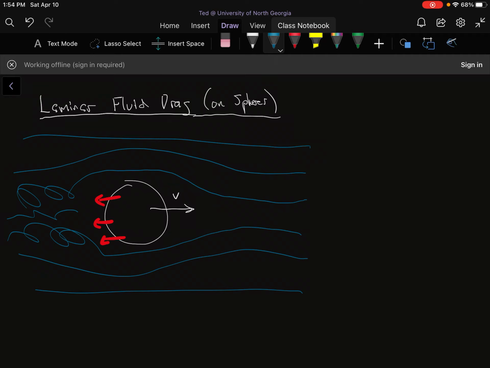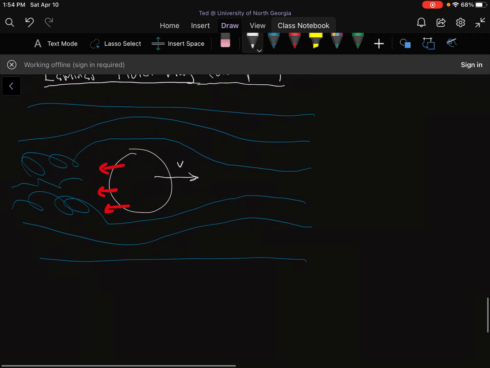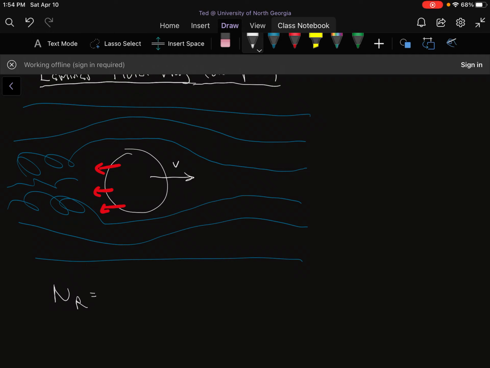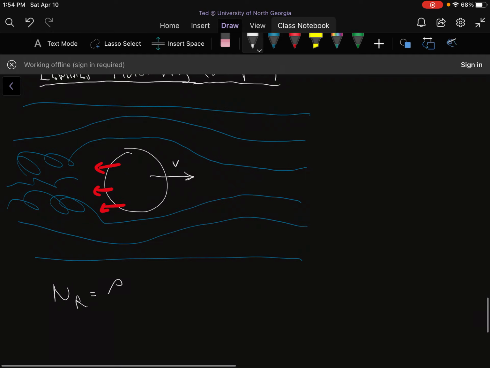So again, we're going to be using Reynolds number. Reynolds number is equal to the density of the fluid that we're flowing through times the velocity of the sphere times the diameter of the sphere divided by the viscosity of the fluid. And again, if this number is less than about 2300, we should expect laminar flow. If it's more than about 2300, we expect a turbulent flow.